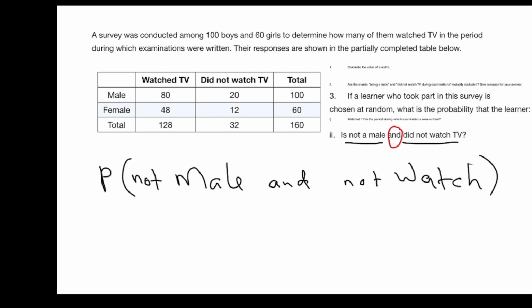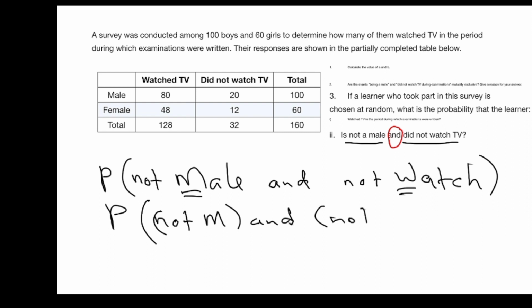So the idea is still the same. If you use M and W for the sets, we are actually looking for the probability of not M and not W, just like we did earlier on. Okay, so this is the probability that somebody picked at random is not male and this person did not watch television.